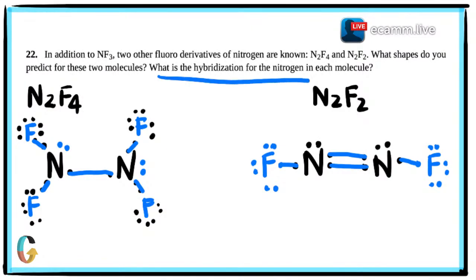So let's answer the first part. What is the hybridization for the nitrogen in each molecule? Let's see if you guys got it. Now I'm up to date with the chat, so I'm going to see the answers. What is the hybridization for the nitrogen? What do you guys think? SP, SP2, or SP3?